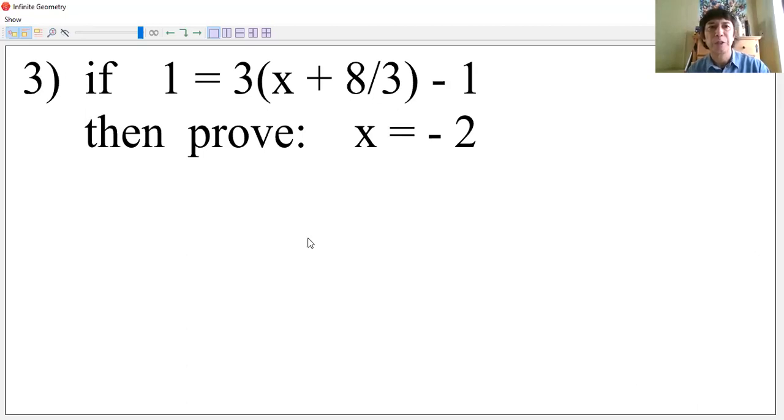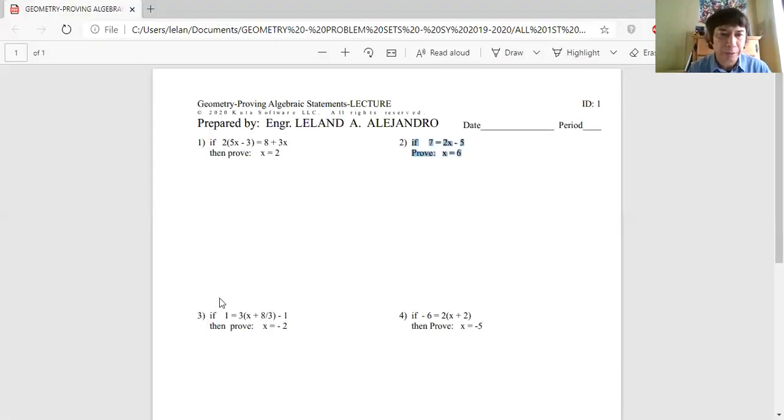So we're given a statement again, the hypothesis. The conclusion is x equals negative 2. We have to prove that the value of x in the equation is negative 2. So we shall get this problem and copy in our work area. This is our third. All right, let us get this to our screen, and that will be over here.